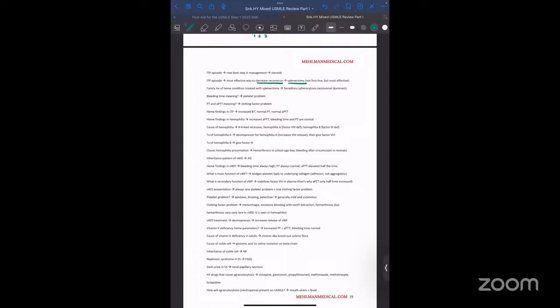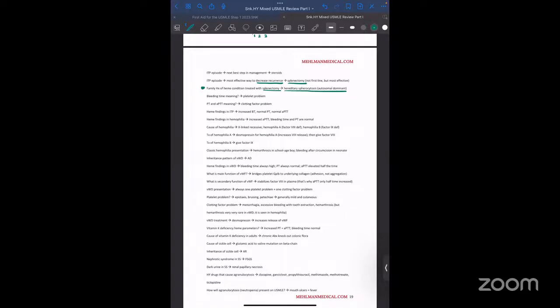Okay, family history of heme condition treated with splenectomy is hereditary spherocytosis, autosomal dominant. So I guess the weird way of asking: there's a family history of some heme condition. They treated with splenectomy. What is this condition? It's hereditary spherocytosis, which is autosomal dominant.